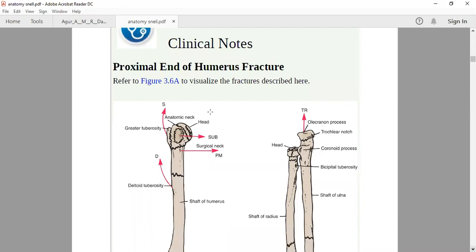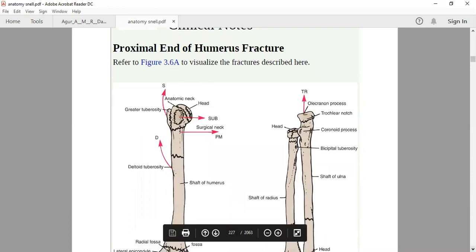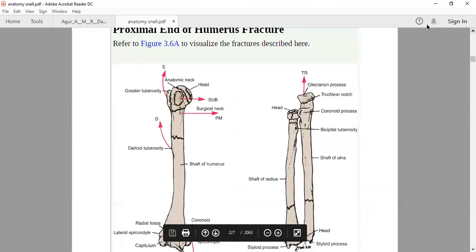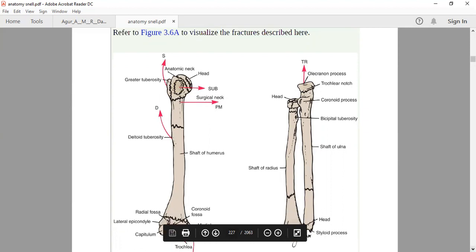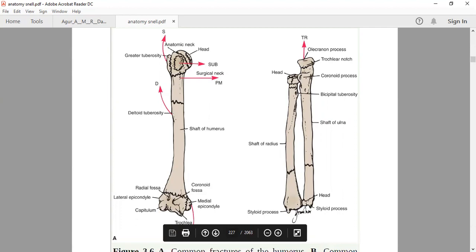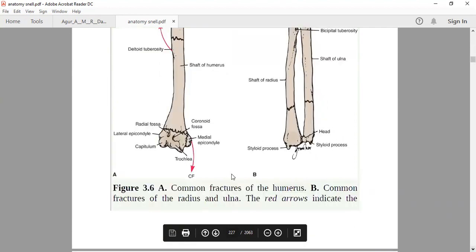You can see here the surgical neck, and the anatomical neck. This is all about the normal anatomy. This is radius and ulna. Common feature of humerus and common feature of radius and ulna.